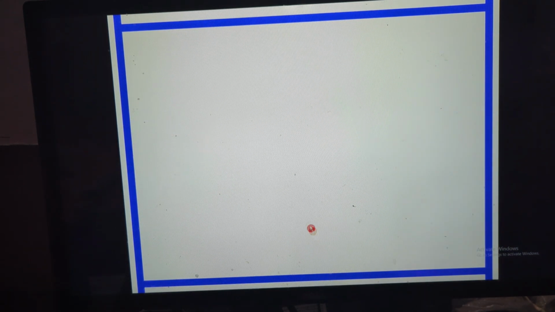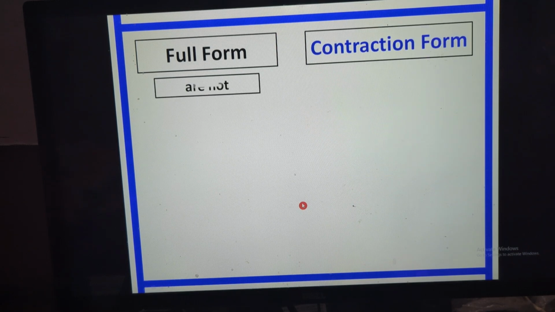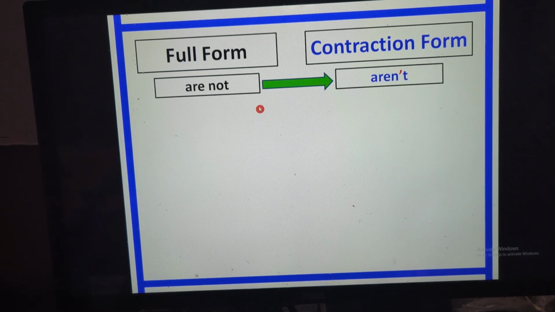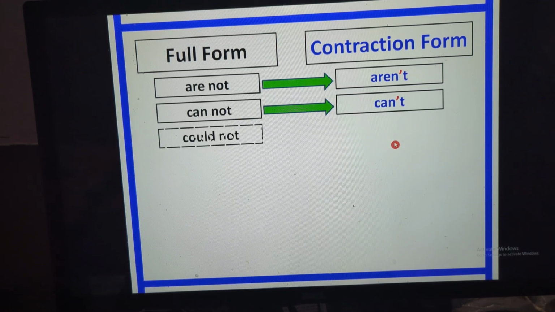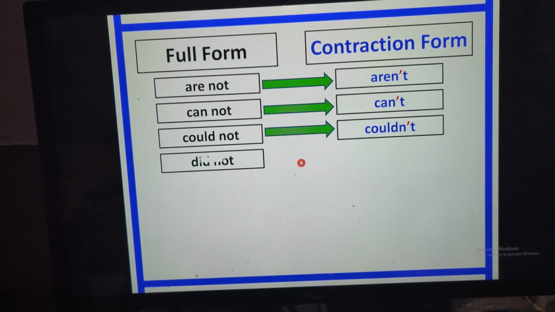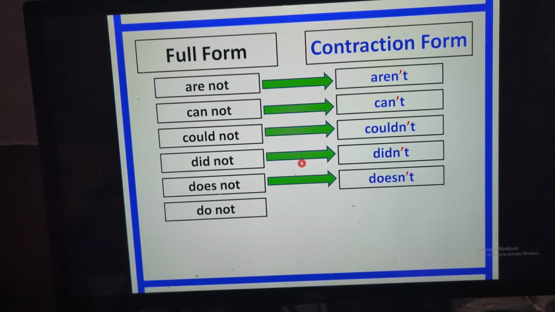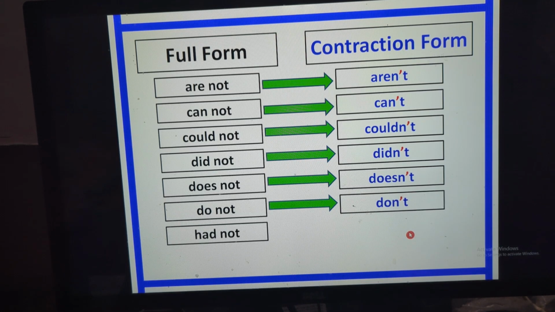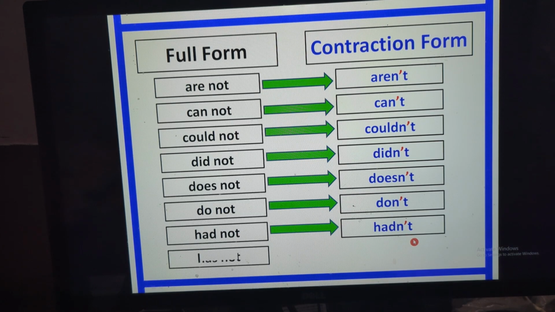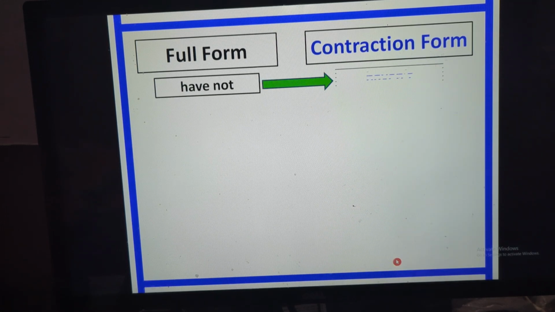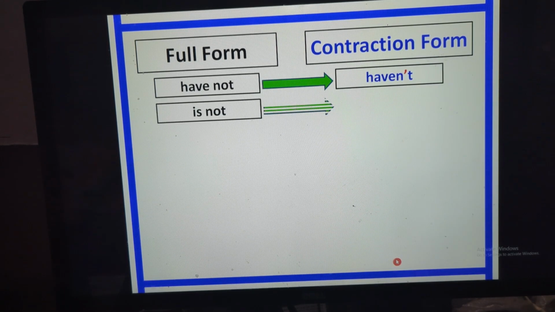Now we will see, respected viewers, some negative contractions. Are not, aren't. Cannot, can't. Could not, couldn't. Did not, didn't. Does not, doesn't. Do not, don't. Had not, hadn't. Has not, hasn't. Have not, haven't. Is not, isn't.